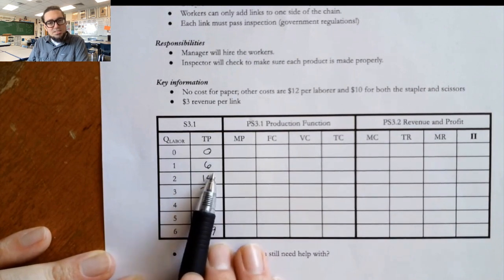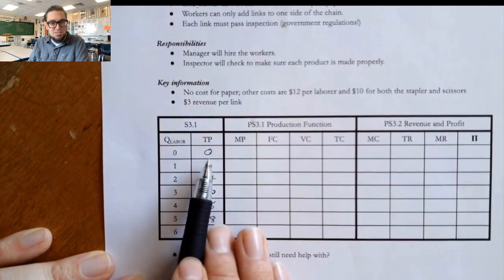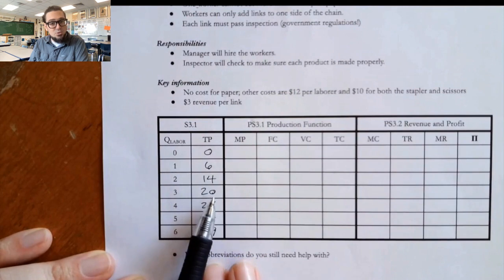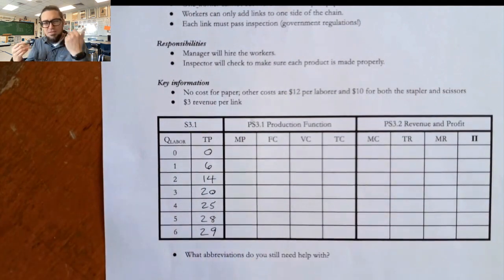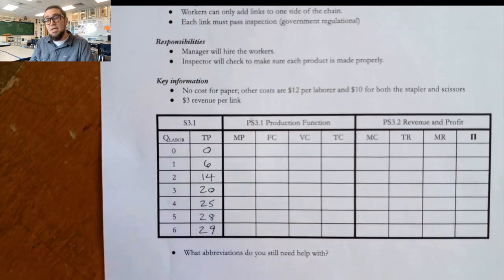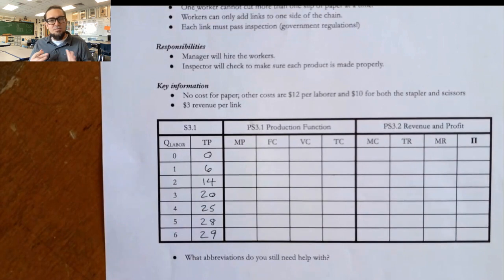So what we'd say here is that there's this change between these: 0 to 6, 6 to 14, 14 to 20, 20 to 25. And that rate of change starts to slow down. The initial increase happens because of what we call specialization. That's the fancy word for you do the scissors part, I'll do the stapling part. But the slowing down happens because of something we're going to call diminishing marginal returns.